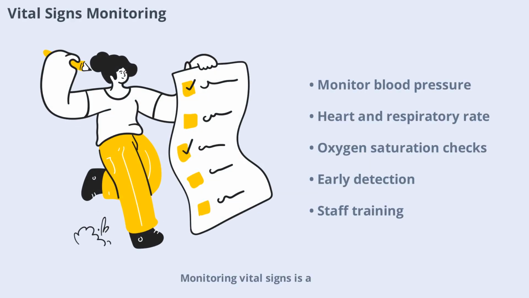Monitoring vital signs is a fundamental aspect of emergency management. Regular checks of blood pressure, heart rate, respiratory rate, oxygen saturation, and consciousness level provide valuable information for decision-making. Pulse oximeters, blood pressure monitors, and ECG devices should be available in the clinic. Early detection of abnormal vital signs allows for timely intervention and improves patient outcomes. Training staff in proper monitoring techniques is essential for effective emergency response.